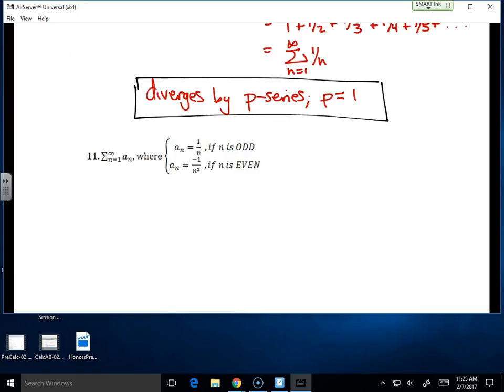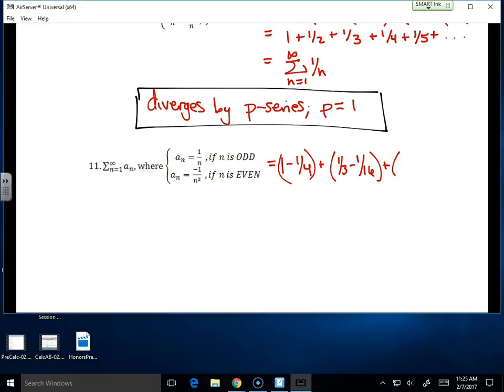Okay, so we have 1 minus a fourth plus 1/3 minus 1/16 plus 1/5. What do you guys notice about the first terms in each of these? They're odd. Yeah, 1 over 1, 1 over 3, 1 over 5. They're the next odd number. So if we could express 1 over the odds for one term, what can we say about the second term?